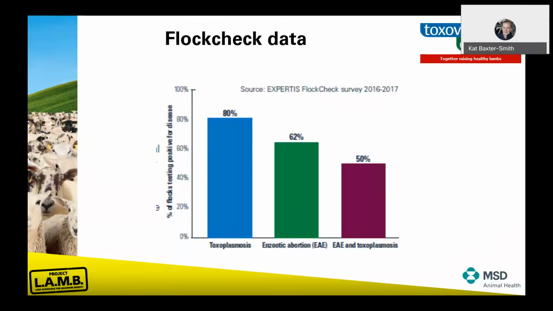So this is a couple of years ago, again from FlockCheck, and this pattern seems to repeat itself year on year because we see the results every year, and in most years we get an 80 or 90% positive for toxo. We tend to get 50 or 60% positive for Enzo, and then normally 50% or so positive for both. So this basically shows that if there is a problem, do get some blood testing done because there's a good chance you'll find something and be able to give the farmer an answer and then be able to create a plan for him or her.